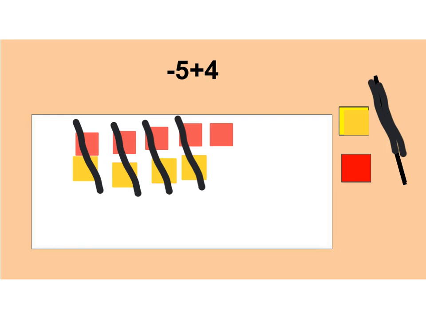So maybe that's what you thought. Because I have more negatives to begin with, my answer is going to be negative. The larger absolute value is the absolute value of -5. We have more of those. So notice once again that we had to subtract the two numbers. 5 minus 4 is 1. And the answer is going to have the sign of whichever had the larger absolute value. The answer is -1.